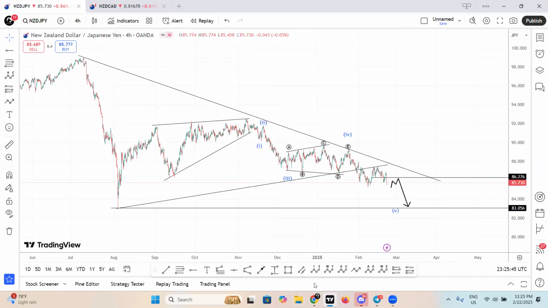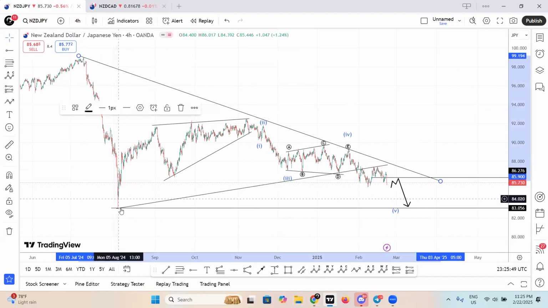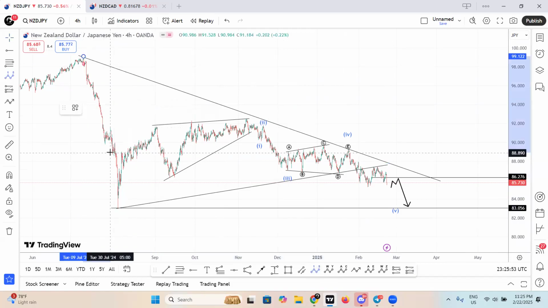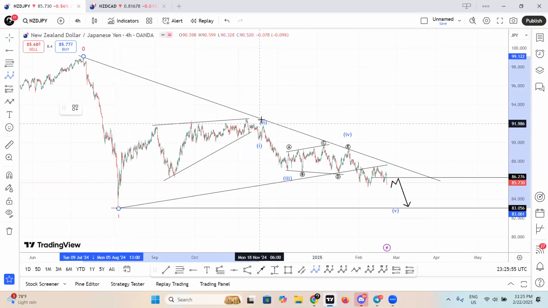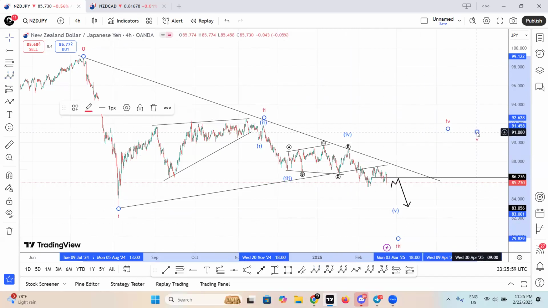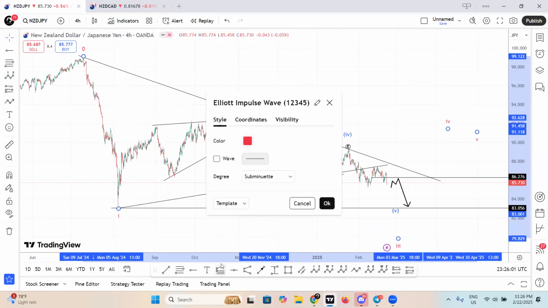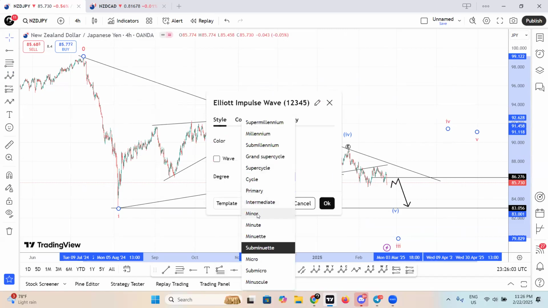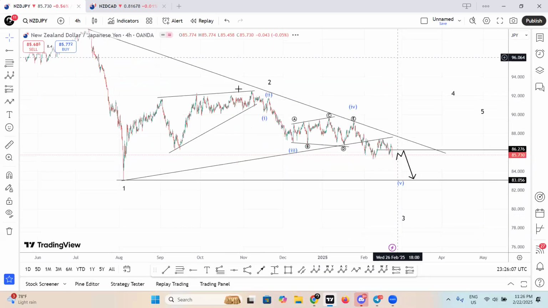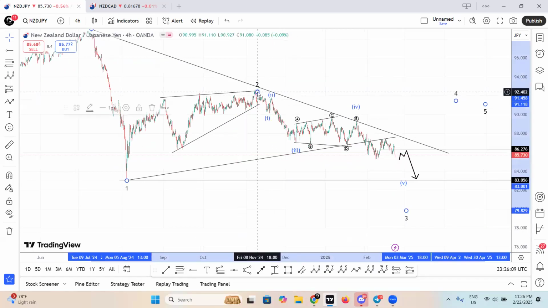Can you see now? If you go by the way of labeling of wave, this is wave 1. This is wave 2. We are going for wave 3, wave 4, wave 5. Change to minor, black. So here we go.